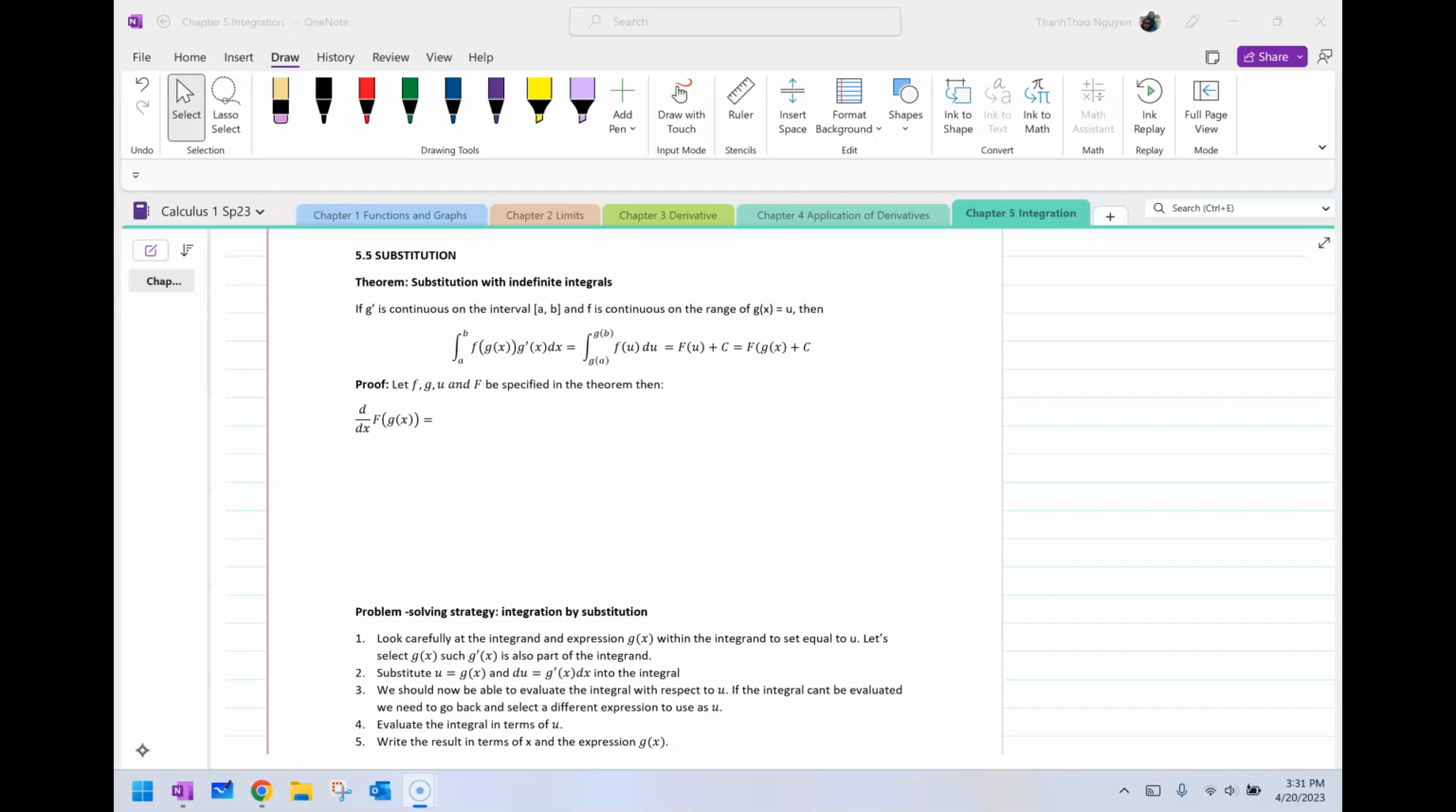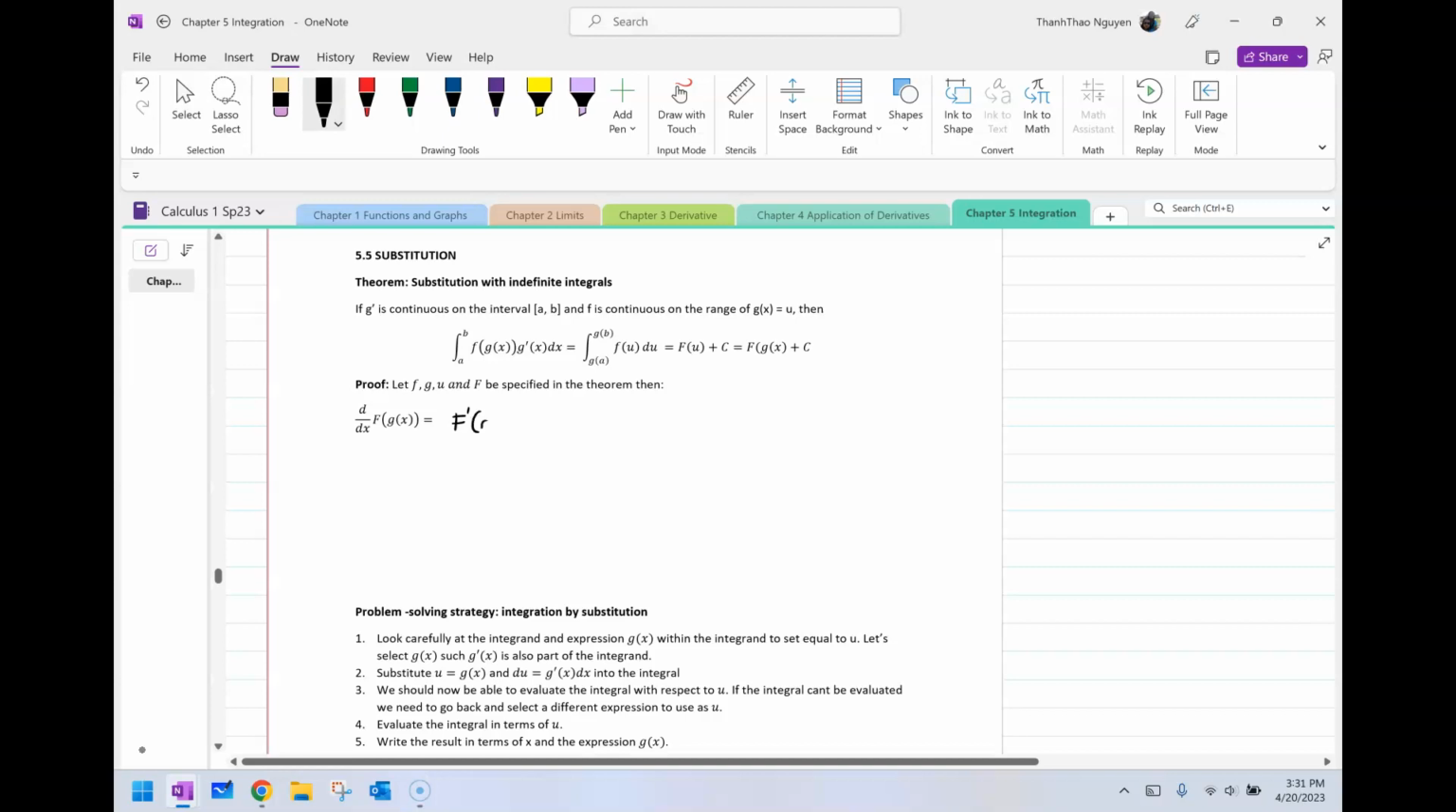For the indefinite integral, it is equal to F of u plus c, where F of u equals F of g of x, the composite function. Now, let's prove this theorem. Let's see how this works. Let f, g, u, and F be as specified in the theorem. Then the derivative of capital F of g of x is equal to f prime of g of x times g prime of x by the chain rule.